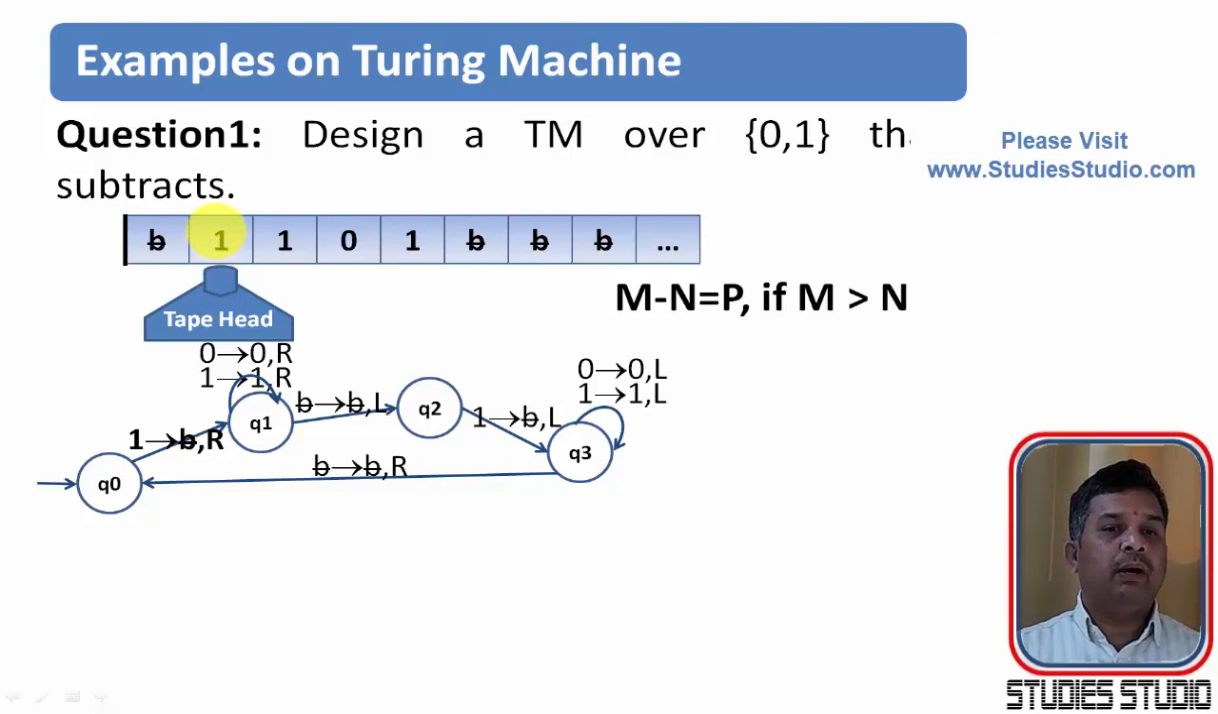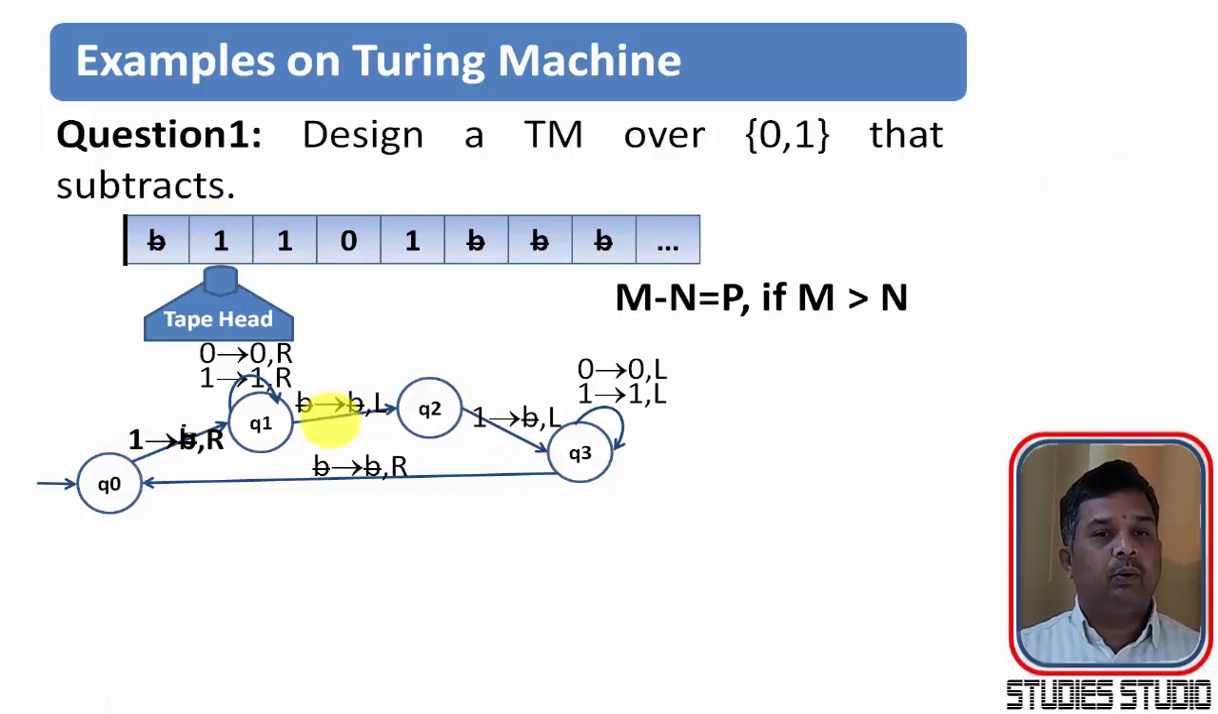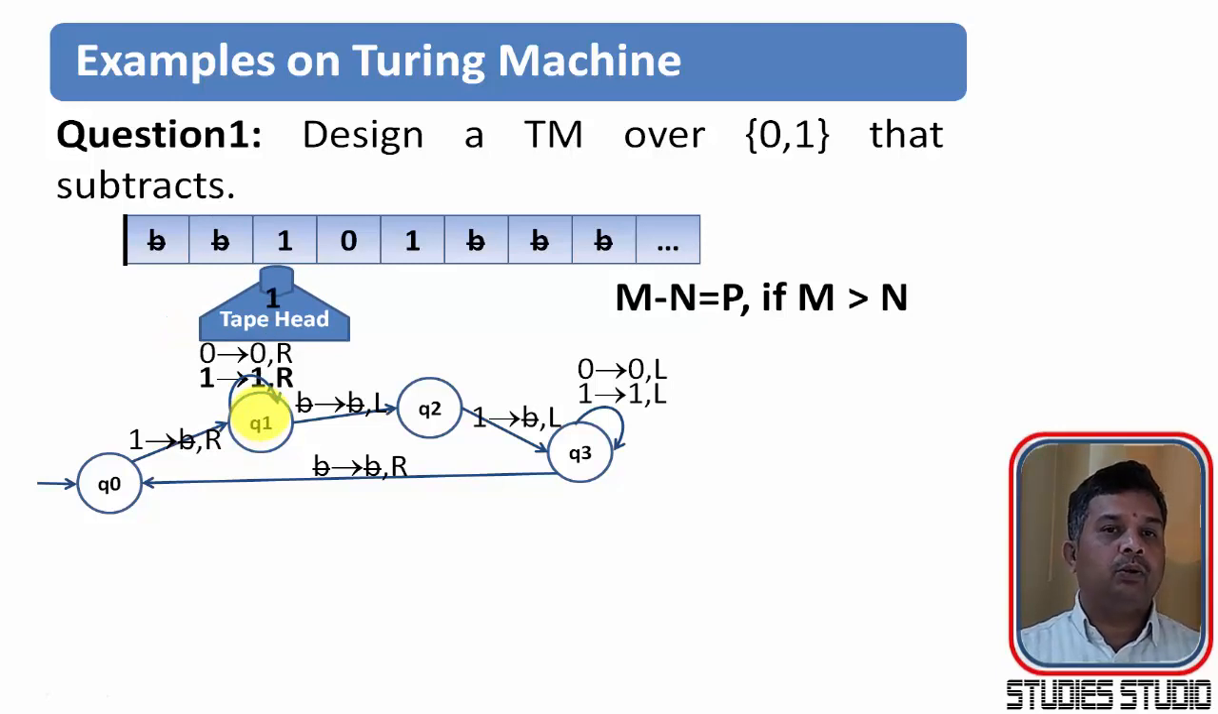Here also I am having 1. So again I am going to follow this particular path. Let us check. I am writing blank onto the tape. I'll start moving right. I am at state Q1. The input symbol is 1, so I'll write 1 onto the tape. I'll start moving right. The head pointer is pointing to 0. I'll write 0 onto the tape.